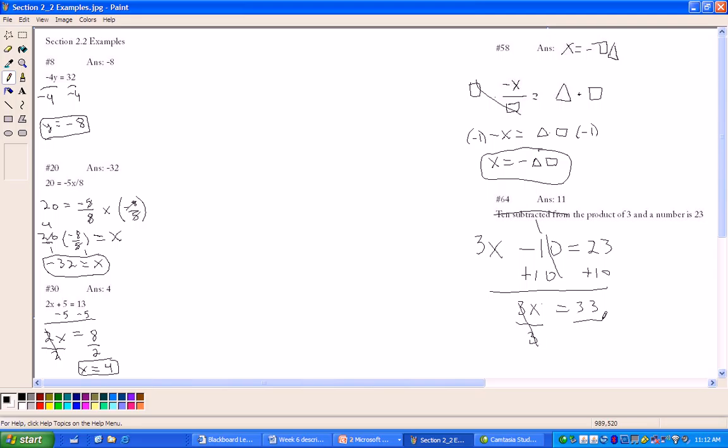So those are some examples from section 2.2. Go back and work on these, and if you get stuck, come back and take a look at how to do this. Good luck.